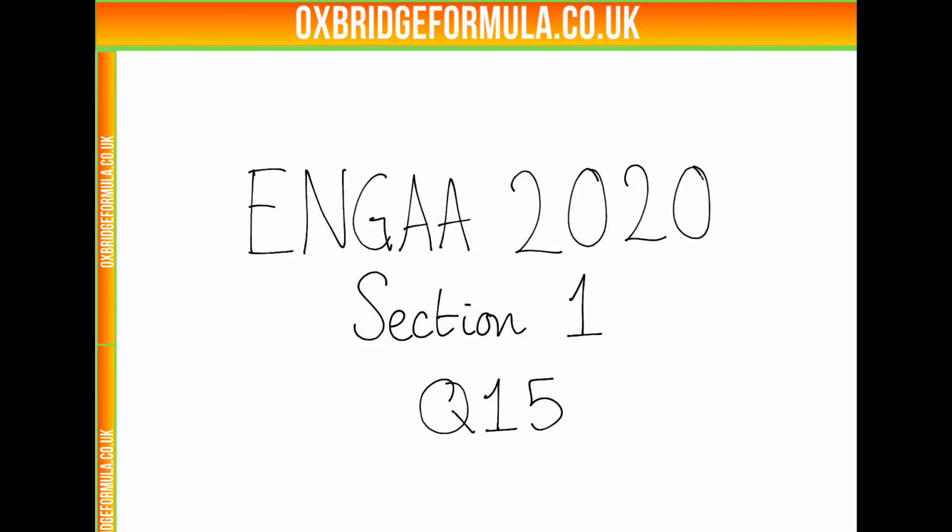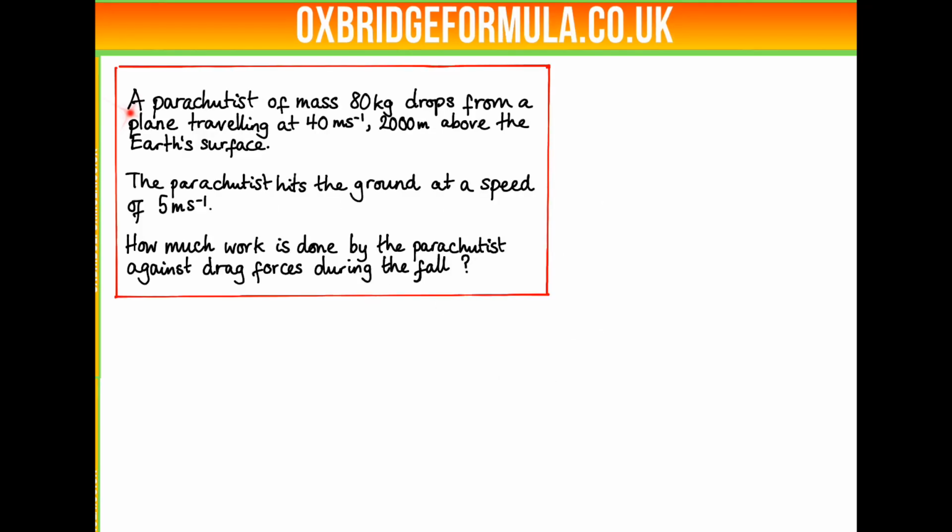This question is taken from the ENGAA 2020 Section 1 paper, and it is question 15. A parachutist of mass 80 kilograms drops from a plane travelling at 40 meters per second 2,000 meters above the Earth's surface. The parachutist hits the ground at a speed of 5 meters per second. How much work is done by the parachutist against drag forces during the fall?